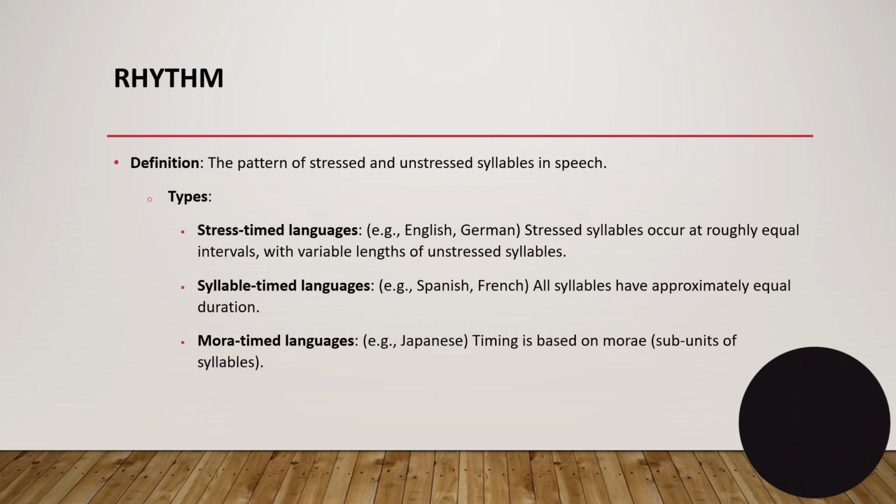Rhythm: the pattern of stressed and unstressed syllables in speech. Types: stress-timed languages, for example, English and German. Stressed syllables occur at roughly equal intervals, with variable lengths of unstressed syllables. Syllable-timed languages, for example, Spanish and French. Here all syllables have approximately equal duration. Mora-timed languages, for example, Japanese. Timing here is based on mora, subunits of syllables.